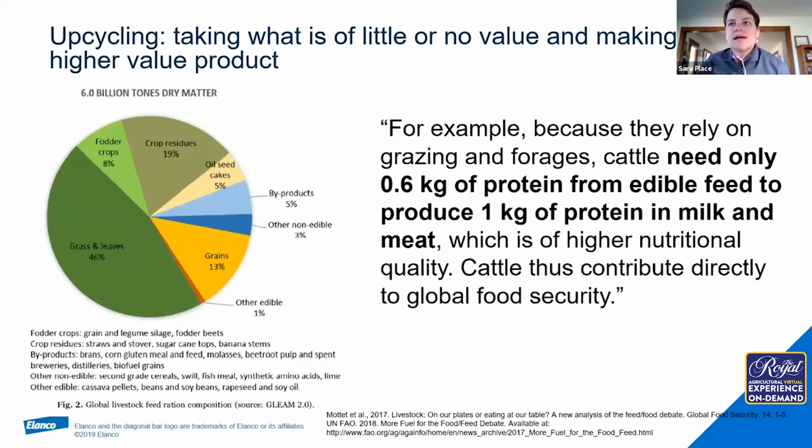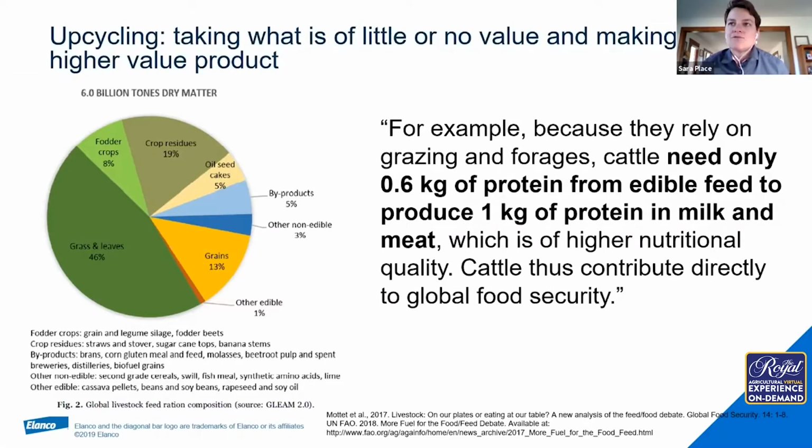So what we're looking at here is a UN FAO study in terms of this pie chart that's on the left-hand side of the screen. So this is looking at essentially what we call the global feed ration, right? Think about the global diet for all livestock species, right? All domesticated farm animals. What do those animals actually eat?